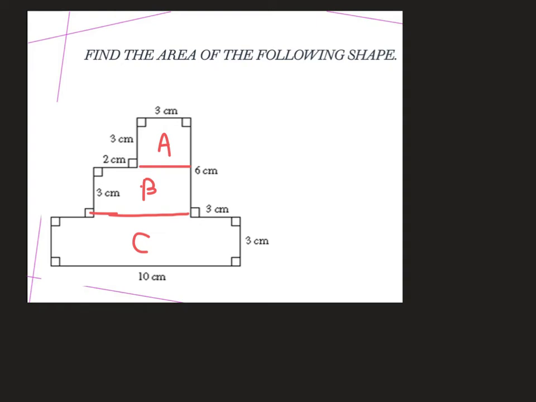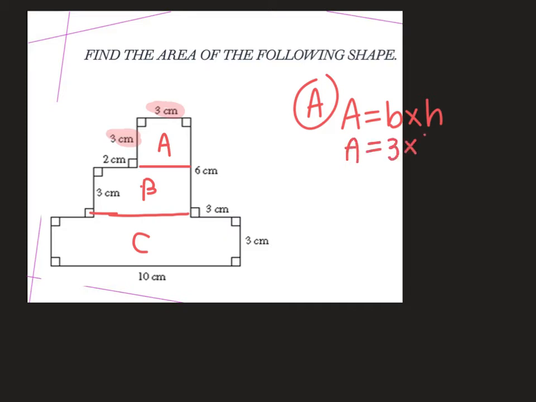Shape A is actually a square, but still base times height. So I'm going to put my A for shape A, area equals base times height. Well, my base is 3, my height is 3 for shape A, so area equals 3 times 3. 3 times 3 is just 9.